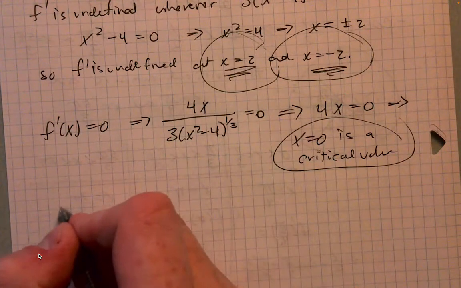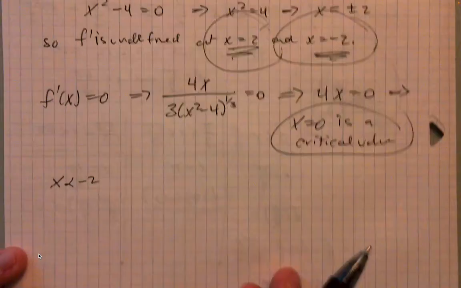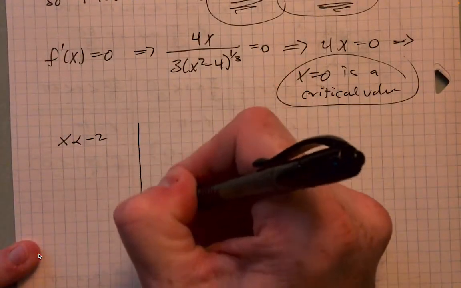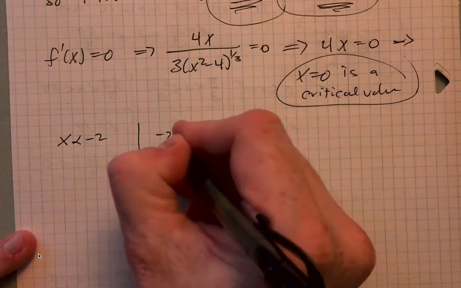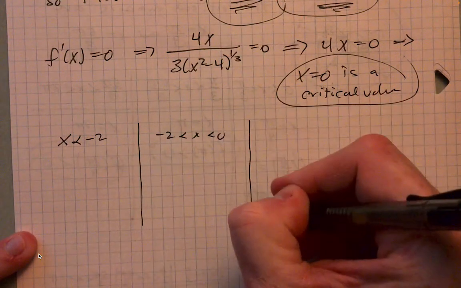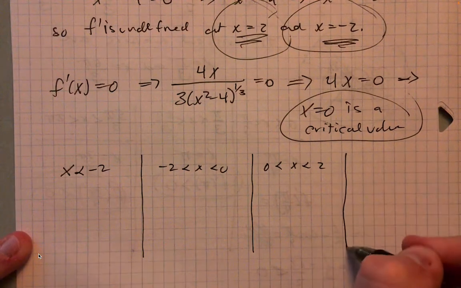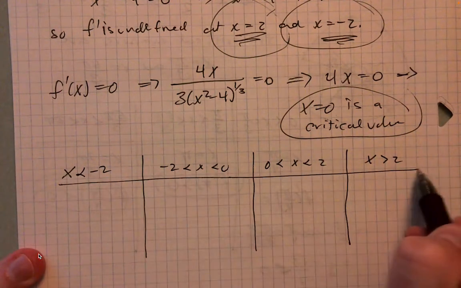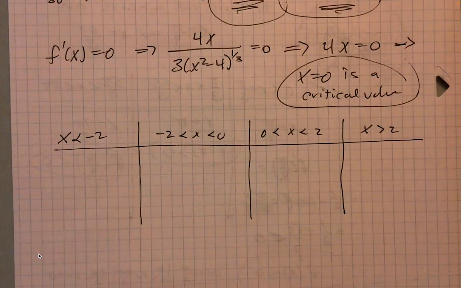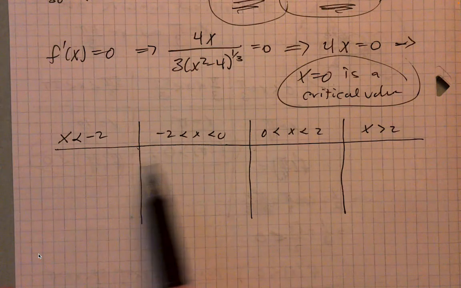I'll try to be very clean here. So x less than -2, that's our first bit. And then we've got wherever x is between -2 and 0. That's our second one. And then we've got 0 up to 2. That's the third one. And then the upper interval is anything greater than 2. So we've got these 4 intervals that we need to figure out. You could have a relative maximum here, here, or here. Those are the only 3 options.